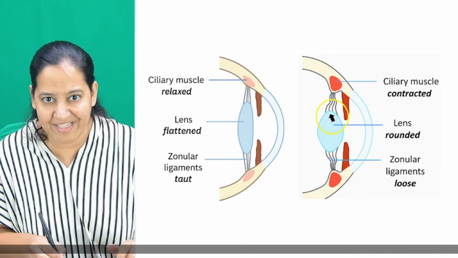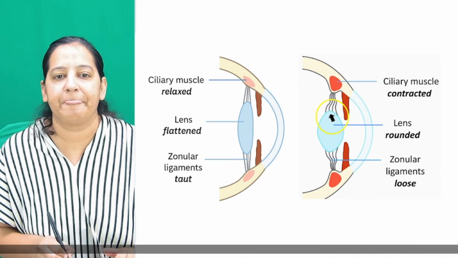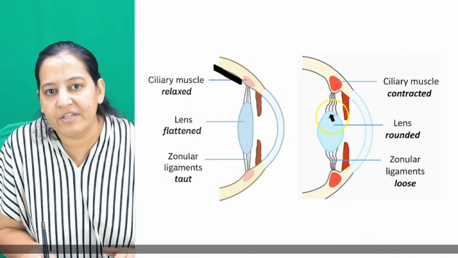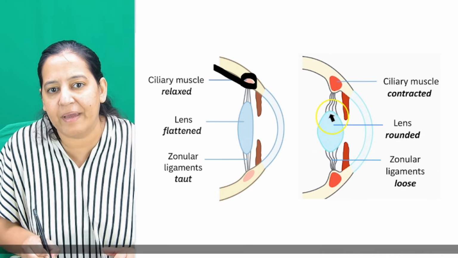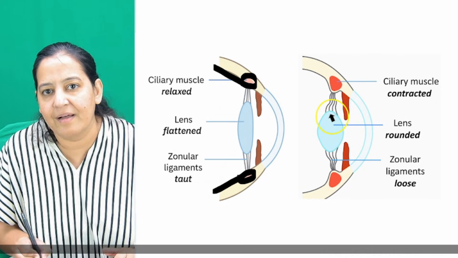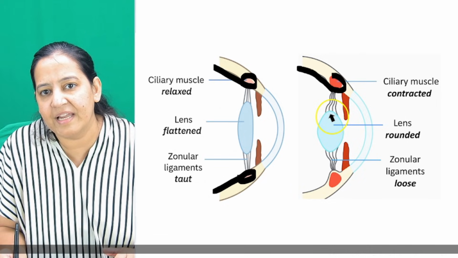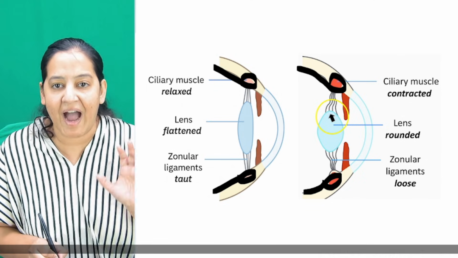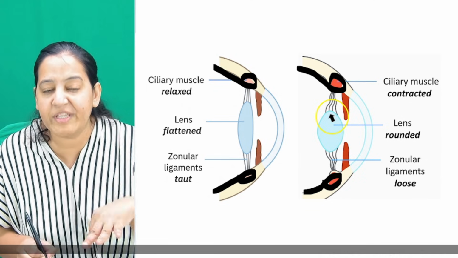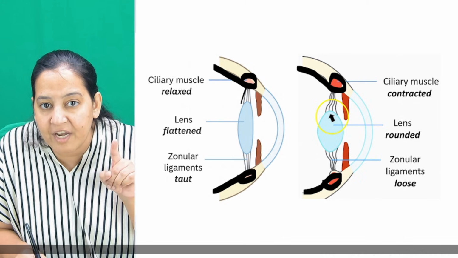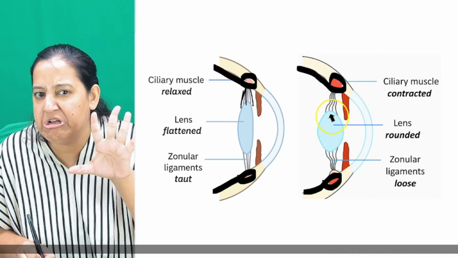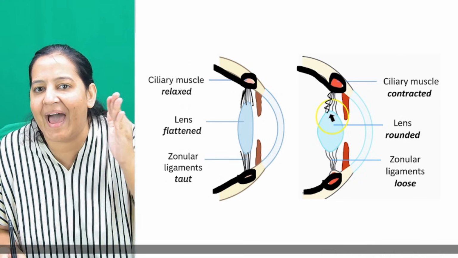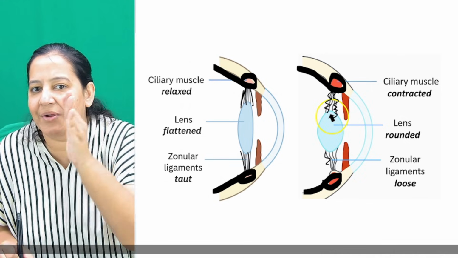I have shown you two eyes over here. In both the eyes, first appreciate where the choroid is. This is the choroid, and this is the ciliary muscle coming out of the choroid. I am interested in the zonules which are attached to the ciliary muscle. Here the zonules are tight. And here the zonules are relaxed.